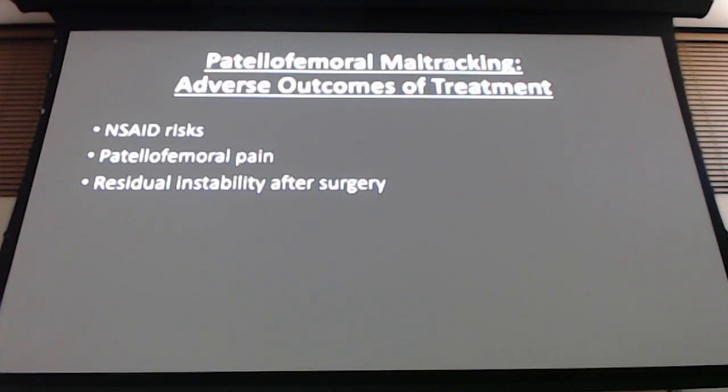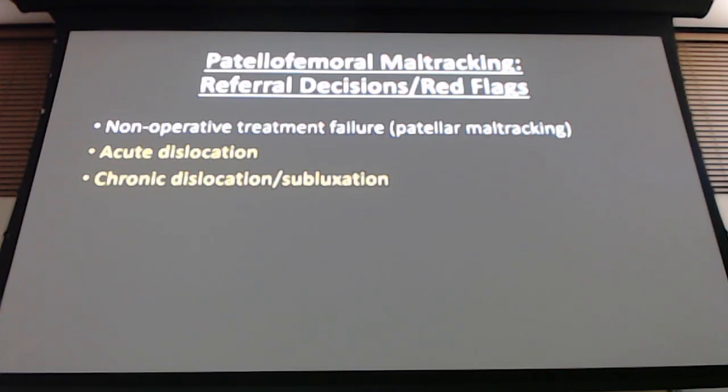Okay? If you don't do a full-on realignment and you just do an MPFL reconstruction, you're just trying to provide stability, but maybe later on they're going to need some other surgery to actually do realignment. Make sense? So they can still have recurrent instability. But hopefully they don't have dislocation, they just have more of a subluxation picture. Make sense? Okay. So red flags, acute dislocation.